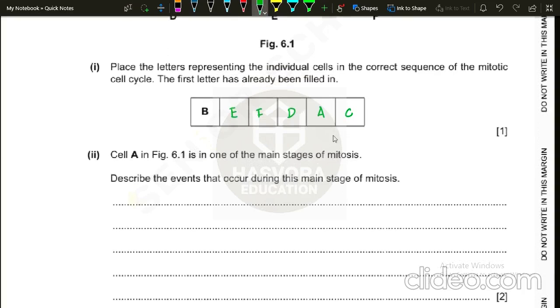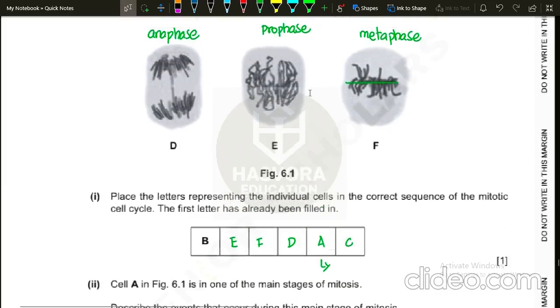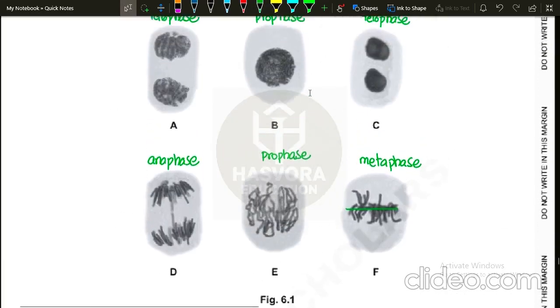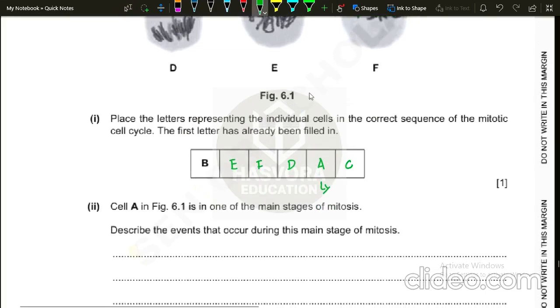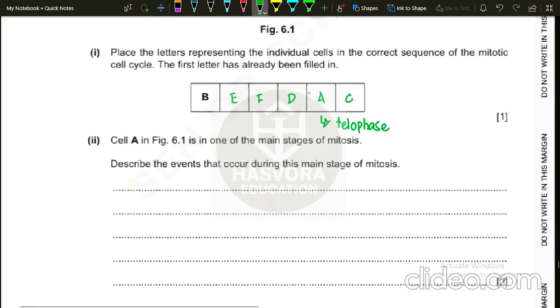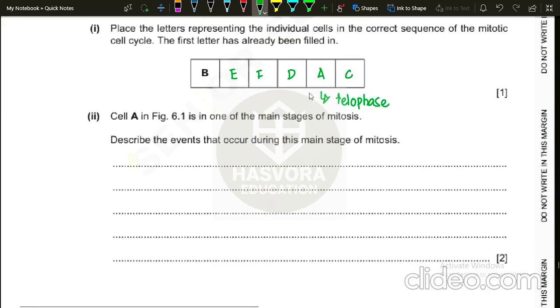Cell A in figure 6.1 is one of the main stages of mitosis. Describe the events that occur during the main stage of mitosis. So A, we said that it will be, let's have a look, I will show it to you. So it is telophase. We are talking about the telophase. So what will happen? Describe the events.